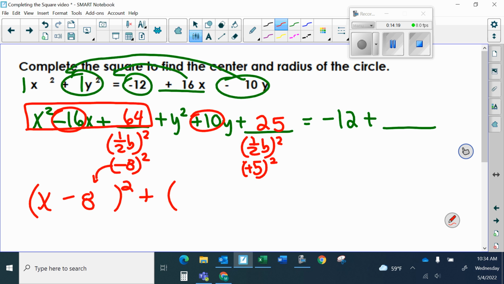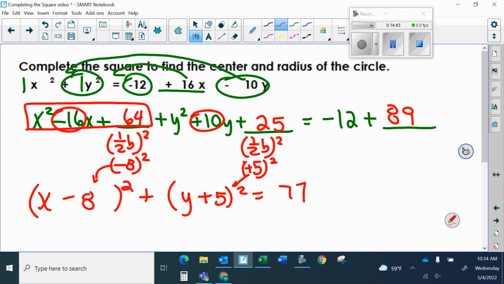Okay, now I can have y there, drop it right on down, plus 5 squared equals, how much did I add? I added 89, so I must add 89 over here to the right side. 64 plus 25 is 89. Add it to the right side, so I haven't changed the equation. So 89 minus 12 is 77.